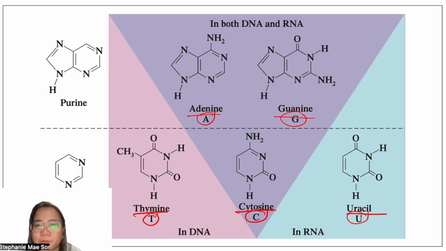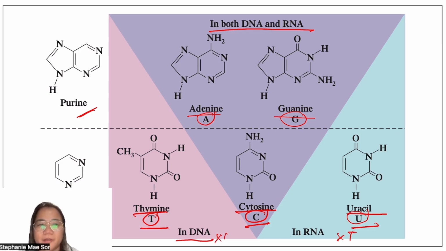So, tandaan nyo, both purines are actually found in both DNA and RNA. Okay? Meanwhile, your pyrimidines, depende kung DNA or RNA kung ano yung makikita mo sa kanya. In DNA, you can find both thymine and cytosine. In RNA, you can find cytosine and uracil. Walang thymine. Okay? So, in DNA, you find cytosine and thymine. Walang uracil. In RNA, you find cytosine and uracil. Walang thymine.